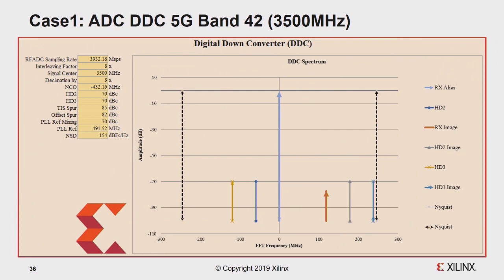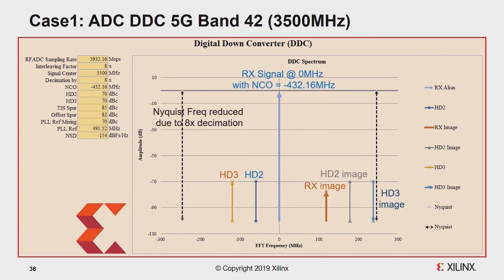Next, that is the DDC. We want to see our signal after the NCO and decimation processing, how the signal and distortion look. We're using the previous example: 3.9 gig sampling, 3.5 gig signal, and our NCO we want to put the signal on DC. So we set a negative frequency of 432 megahertz. Here is our signal on DC. We can see the XT2, XT3 is close to our signal. So it depends on your spec, right?